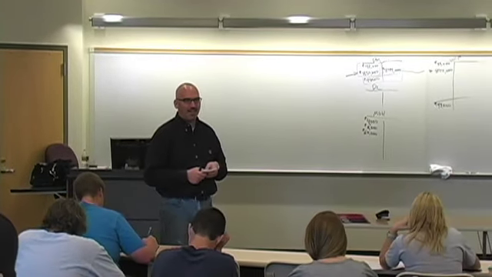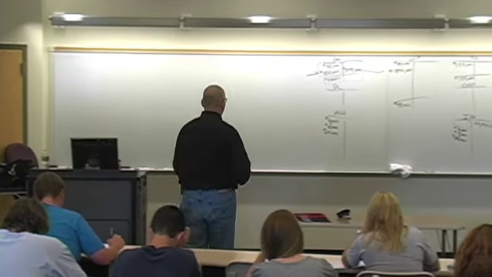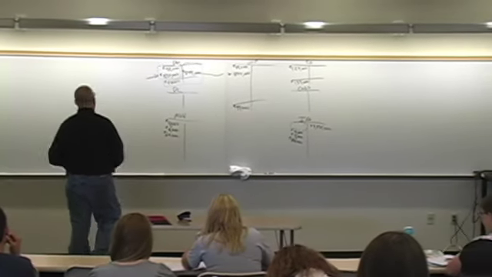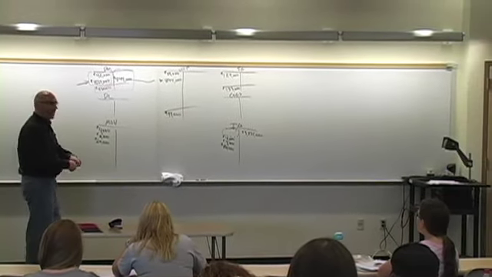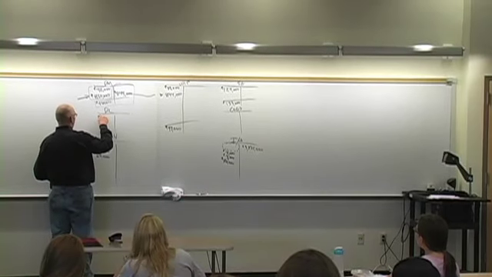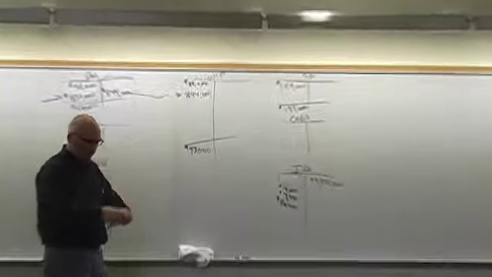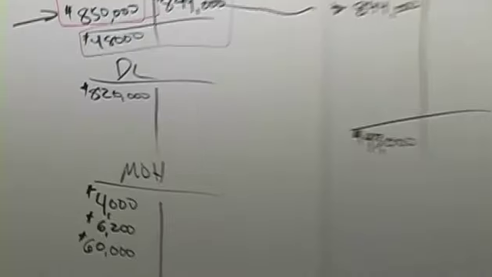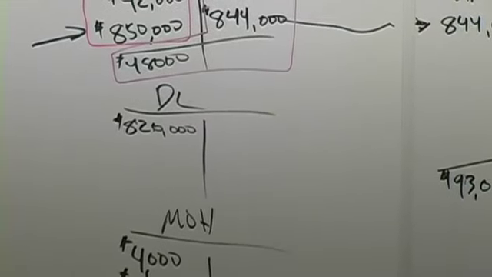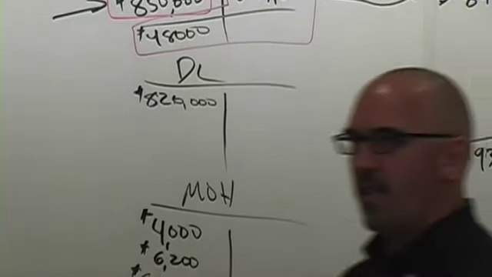Assembly line labor costs. Okay, assembly line labor costs, where do those go? Direct labor. Yes! How much? $820,000. Kristen, what would be the other side of that journal entry?